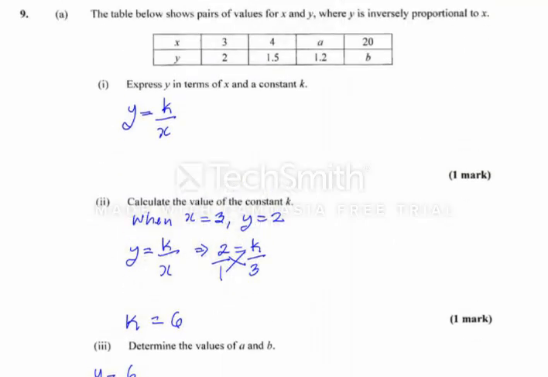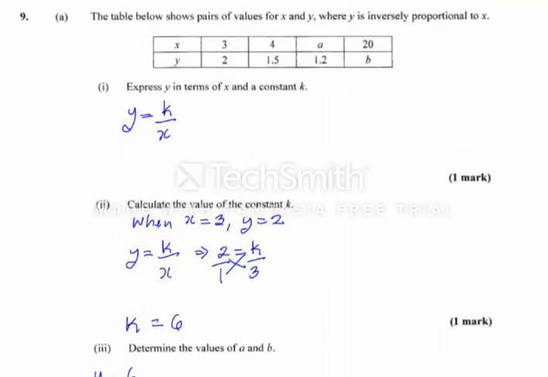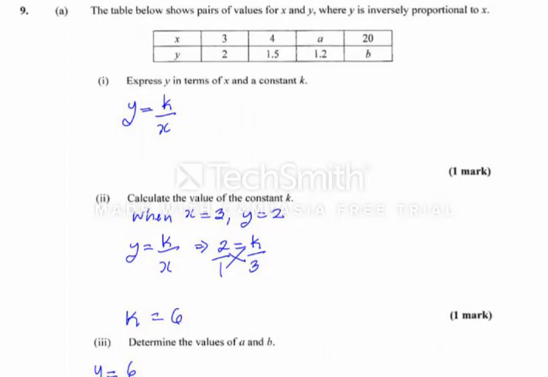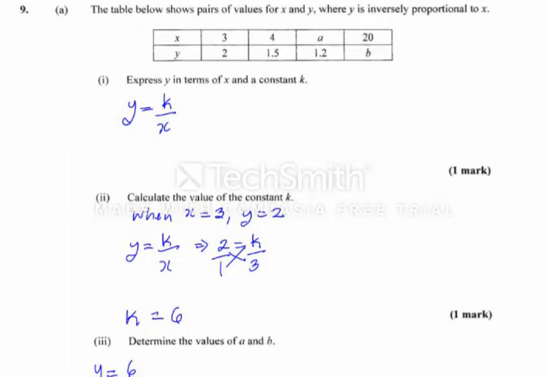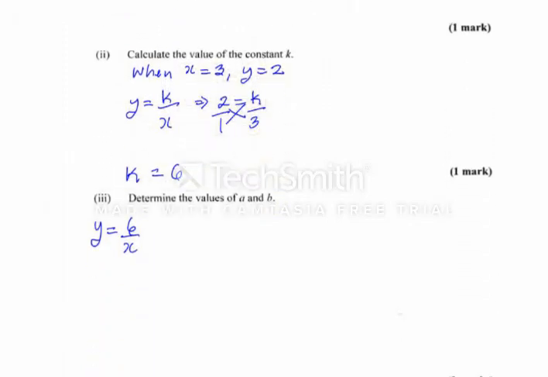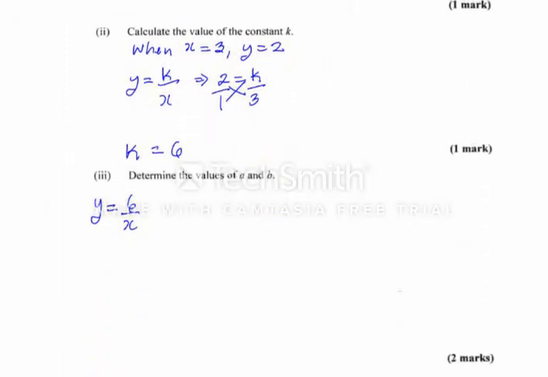All right, so let's just check back very quickly. When x is a, y is 12. So let's go back to our question. I'm going to make that statement: when x is a, y is 12. So I'm going to put that information in my equation. So now I have y, which is 12, is equal to 6 over x, which is a.